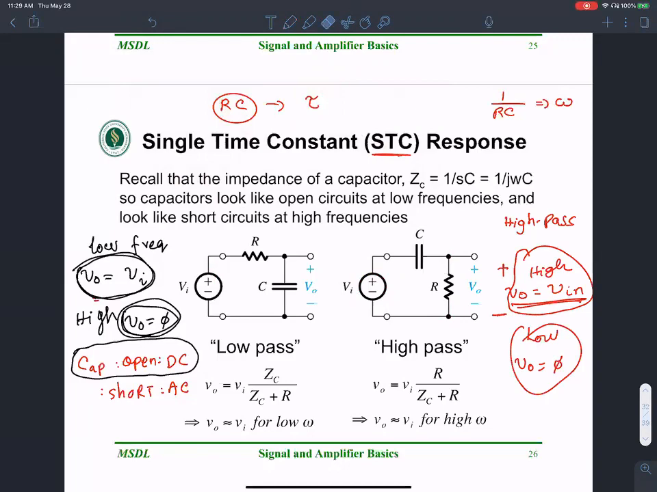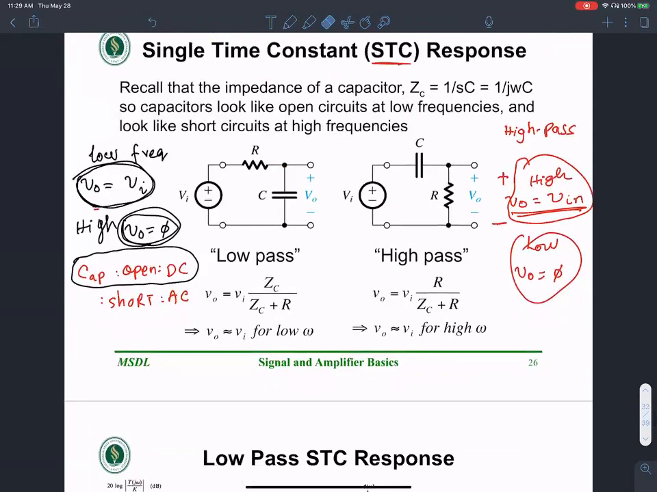Okay, so it's easy to do a voltage division for frequencies between extremely low and extremely high. You're simply doing a voltage division between ZC and R. That's all there is to the transfer function for a low pass or high pass filter.